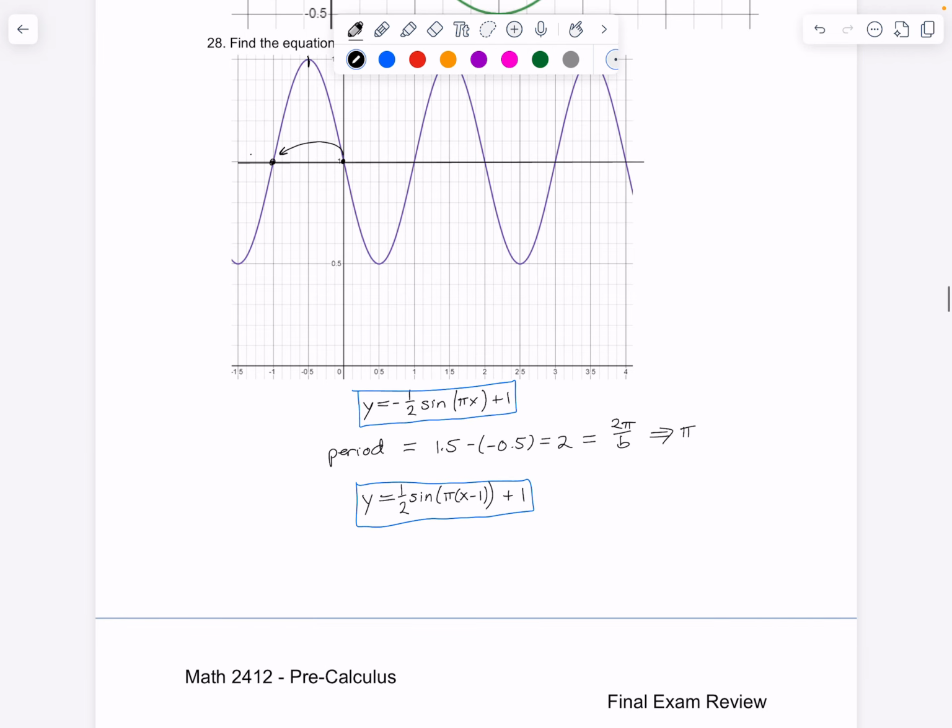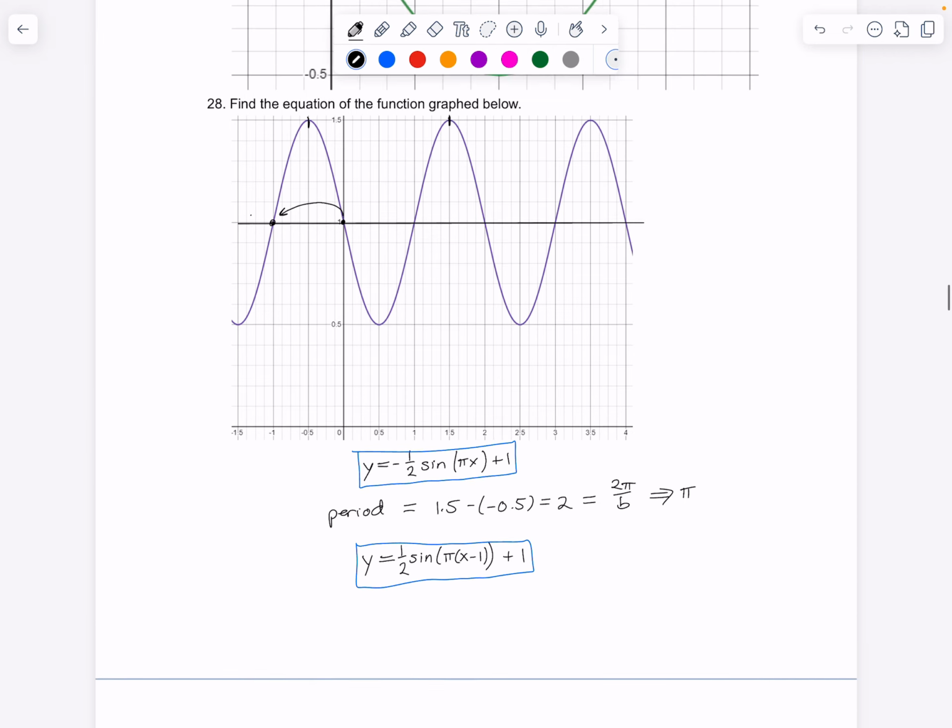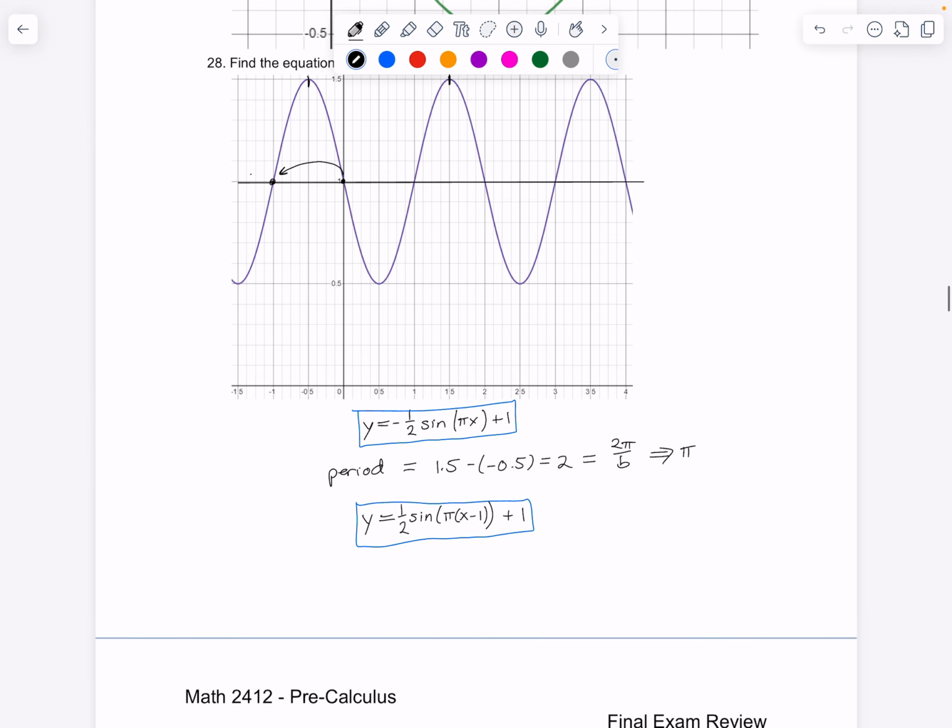But do the bottom one, it's not a bad idea to distribute pi, but it doesn't specify, so either one is an okay answer for this problem.